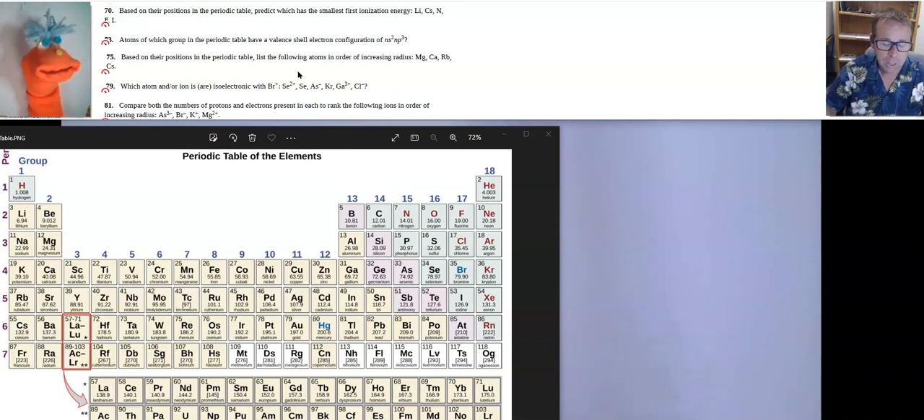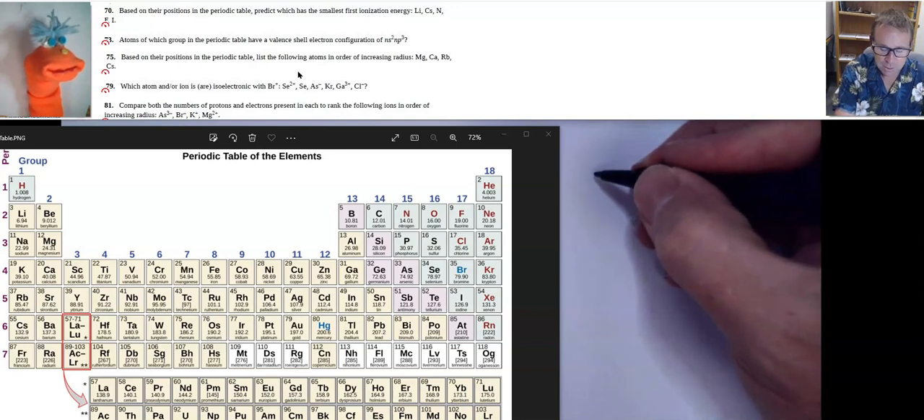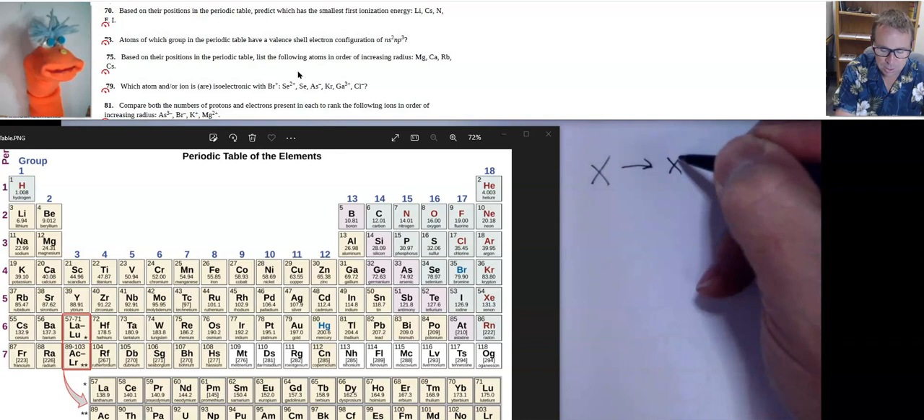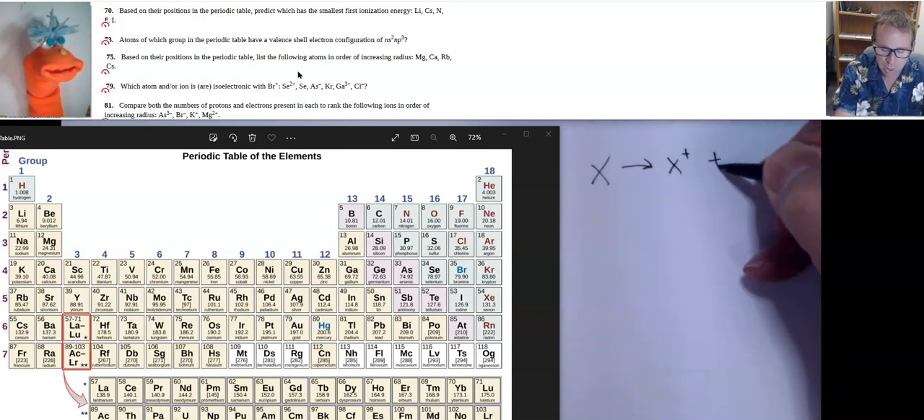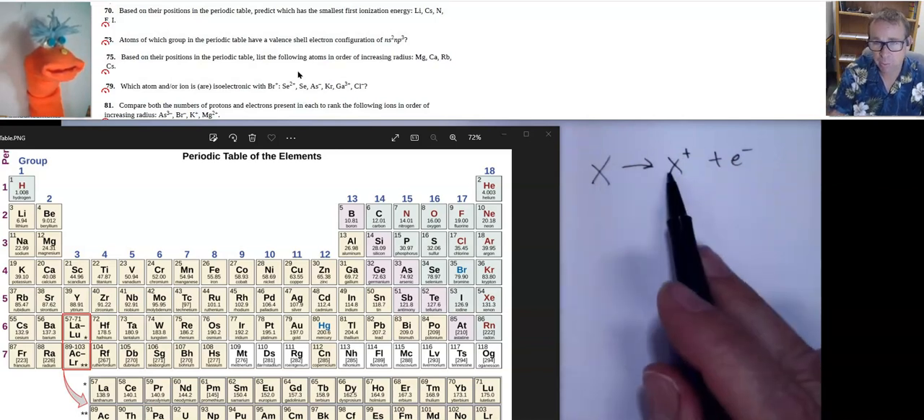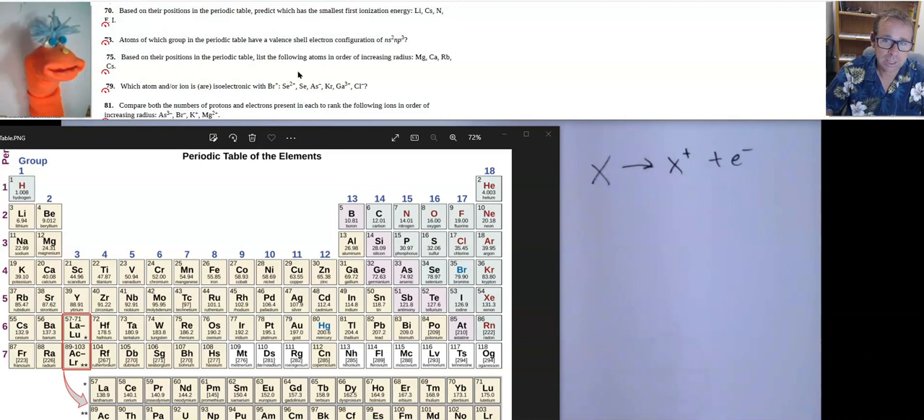Yeah, okay. And that's what the ionization energy is. It's an energy associated with taking an atom and creating a positive charge by removing an electron. They should have called it the cationization energy, right? Because I'm forming a cation, but they just called it the ionization energy.